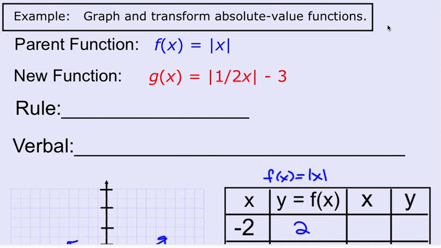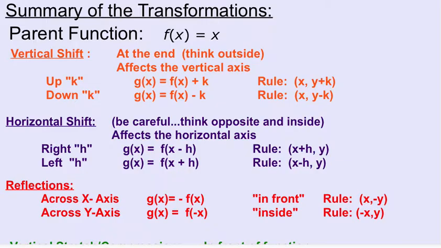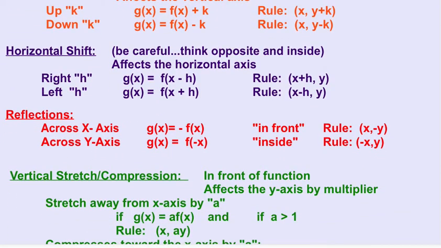Dealing with the transformations, what we have is two transformations existing. Let's talk about the minus 3. Hopefully you're getting a little more comfortable where that minus 3 is. That minus 3 is outside the function. It's at the end. It's going to affect that vertical axis, that y-axis. So it's going to shift it down on the y-axis, a vertical shift down. It's going to change that y, pushing it down.